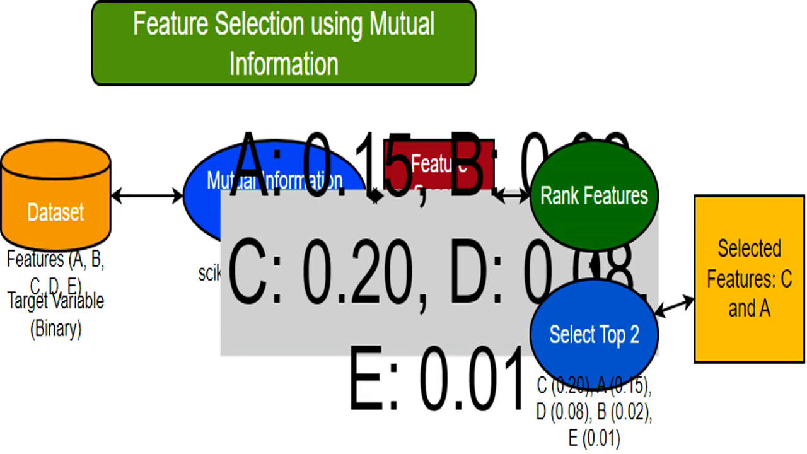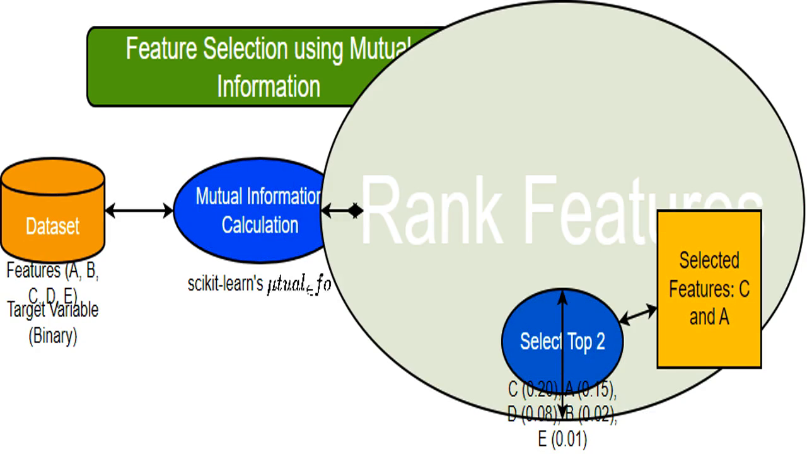I get a score for each feature, showing how strongly it's related to the target variable. A higher score means a stronger relationship. For example, feature C has a score of 0.20, which is higher than feature A's score of 0.15. That means C is better than A. Pretty cool, huh? I sort the features from best to worst based on their scores.